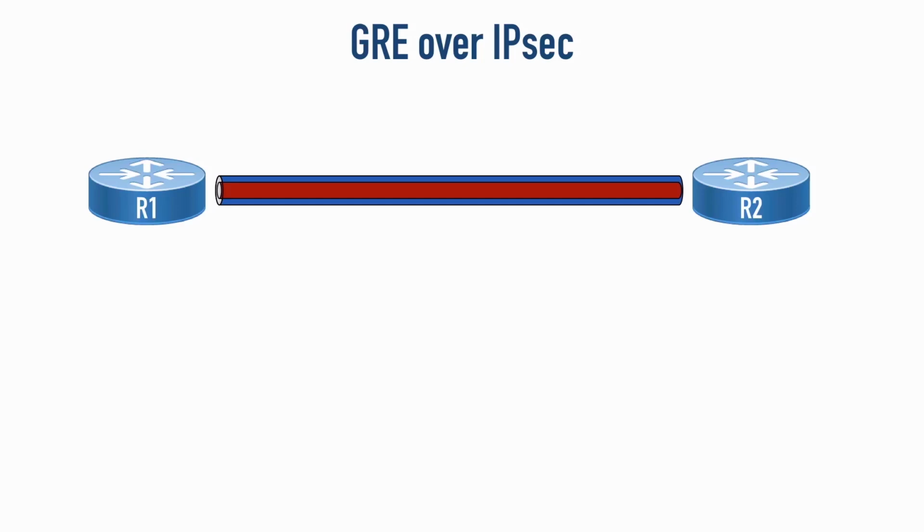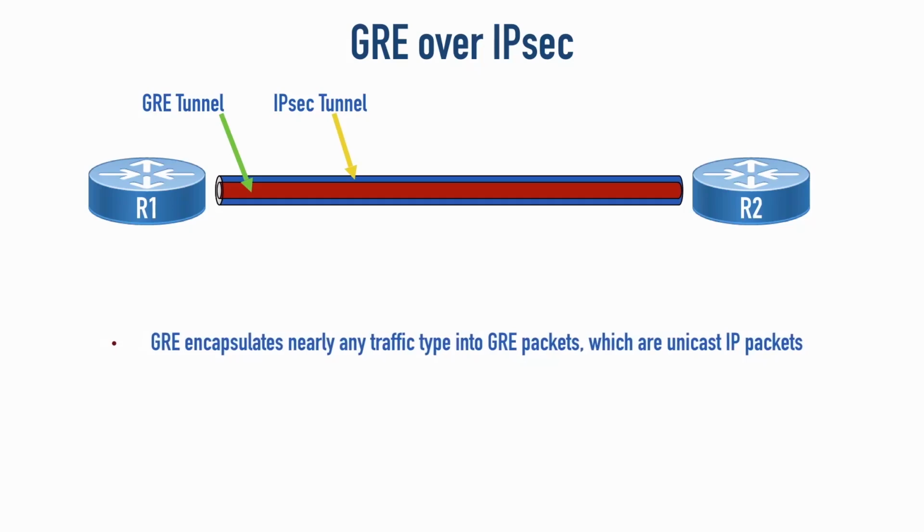Once we put traffic inside of a GRE tunnel, it's now unicast IP packets, which can then be sent inside of an IPsec tunnel. We're going to take our traffic, put it inside of the GRE tunnel, then we're going to put those GRE unicast IP packets inside of an IPsec tunnel. That's how we can use these two different VPN protocols together to meet our goals of giving us flexible, secure communication across an untrusted network, across the internet. And in our next video, we're going to take a look at how to configure a GRE over IPsec tunnel.